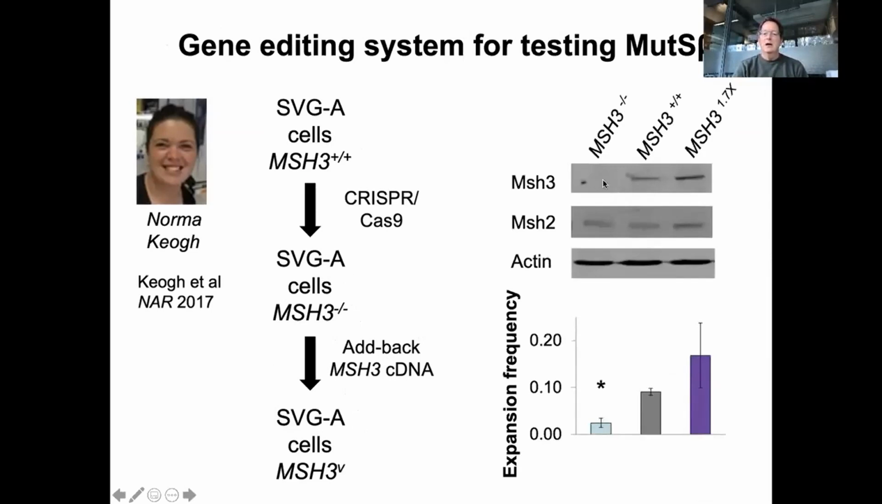You can see in this Western blot, the knockout has little or no MSH3 protein and therefore no MutS beta. In the middle is the wild type, the normal levels. And on the right is the case where we purposely overexpressed MSH3 to make excess MutS beta. And then when Norma measures expansion frequencies, you can see it goes from low to medium to high. So these SVGA cells definitely require MutS beta for expansions.